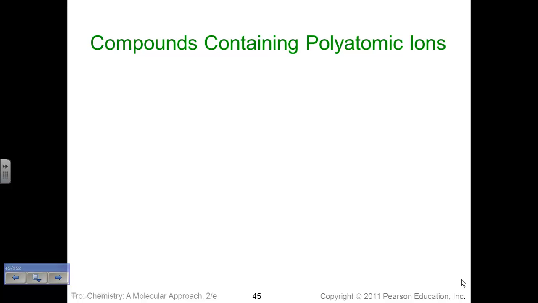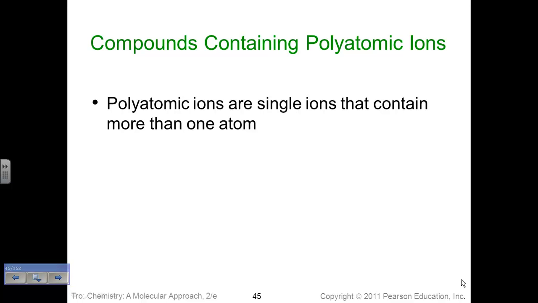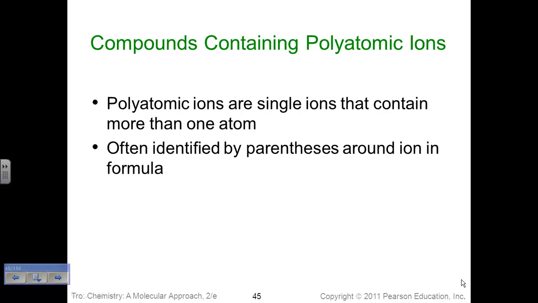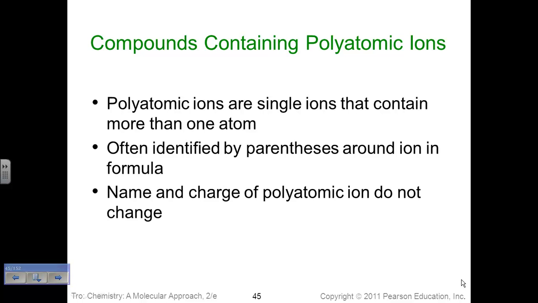Now that we have our polyatomic ion chart in front of us, we'll begin examining compounds that contain polyatomic ions. Of course, that prefix poly means many atoms acting as a group carrying a charge. They are polyatomic ions, so single ions, even though they contain multiple elements and many different kinds of endings, they contain just one charge. When we identify polyatomic ions, we do so by using parentheses around that ion in the formula. And the name and charge of the polyatomic ion simply do not change.